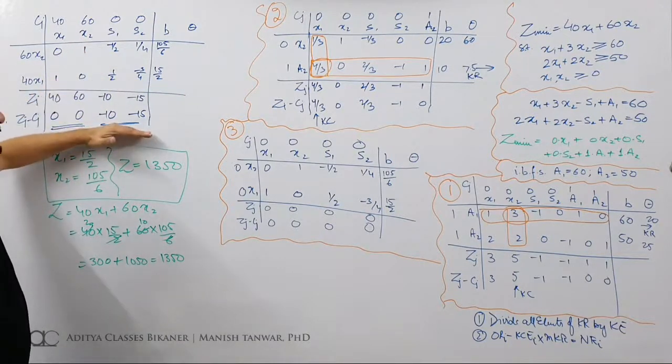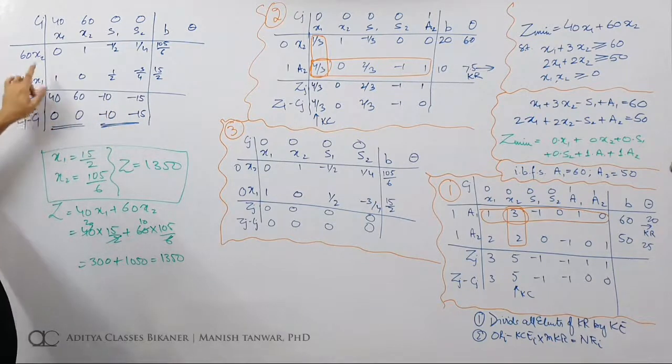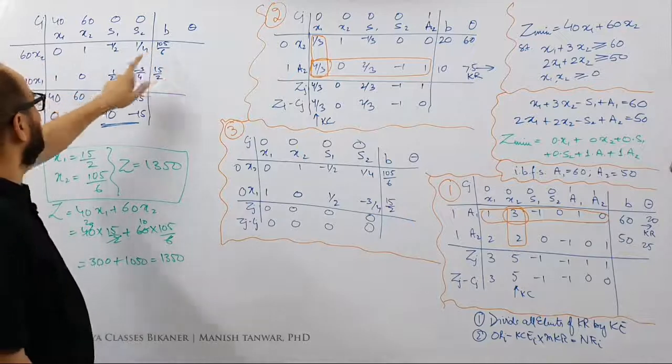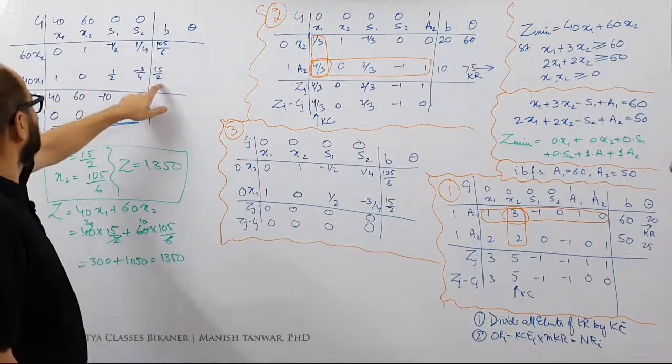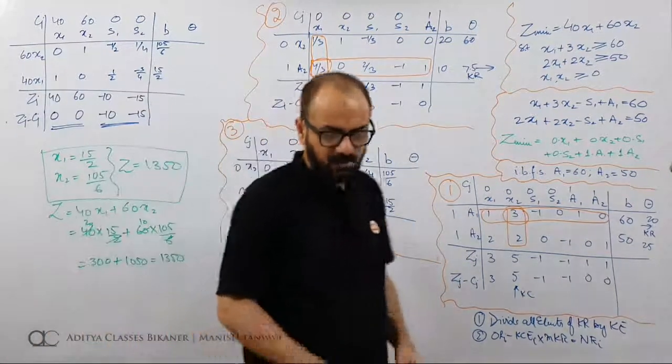So now, again, I see that all values are 0 or negative in the net evaluation row. So I say that this is final solution. X2 is equal to 105 by 6. X1 is equal to 15 by 2. This was it for our today's practice question.